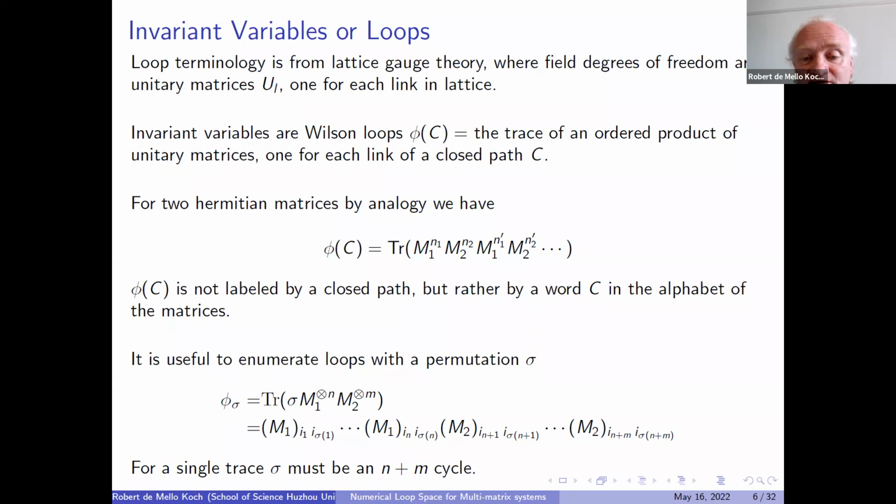One way to enumerate loops is with the permutation sigma, and this is very useful, especially if you want to count the number of invariant variables that you have and to take into account redundancies that you might have. So the expression for phi sigma given here will produce an invariant for any permutation sigma that you plug in. In general, most of those will be some sort of a multi-trace observable. To get a single trace, you need sigma to be an n plus m cycle.